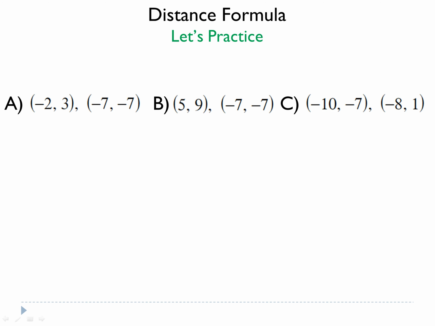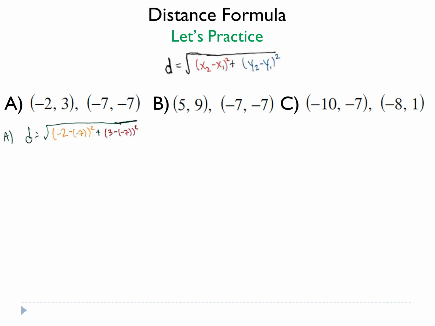But let's first take a look at A. So we got a label. Let's remember our distance formula. Sweet. All right. So x2 minus x1, that's negative 2 minus negative 7 squared. Y2 minus y1, that's 3 minus negative 7 squared. Simplifying through, it turns into the square root of 5 squared plus 10 squared, or the square root of 125, which of course is 11.2.